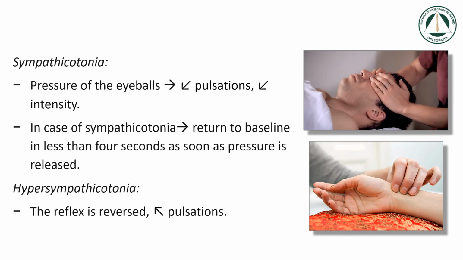In case of sympathicotonia, during the 4 seconds of pressure on the eyeballs, the pulsations decrease in intensity. The pulses collapse under the fingers, and sometimes in frequency, but, in cases of sympathicotonia, they return to baseline in less than 4 seconds, as soon as pressure is released. In case of hypersympathicotonia, the reflex is reversed. The pressure increases the pulsations, and can even accelerate them.